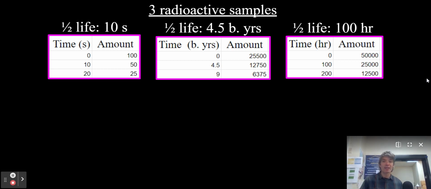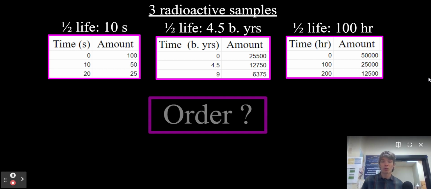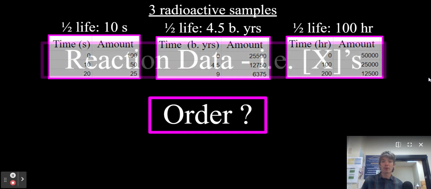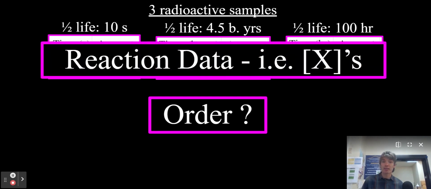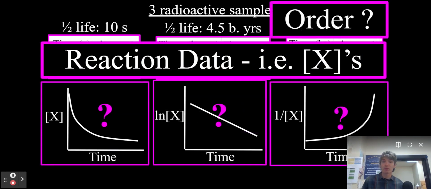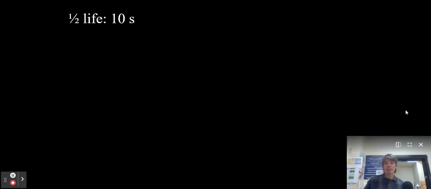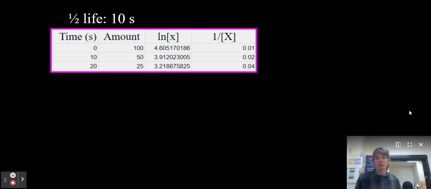So if I wanted to understand this on a kinetic level, I'd want to know the order of these things. And you remember that I'd look at the reaction data, especially the concentrations, and I'm going to make 3 graphs. All right, one for the first, second, or 0 order. And I want a linear relationship. All right, so I'm going to look at my data.